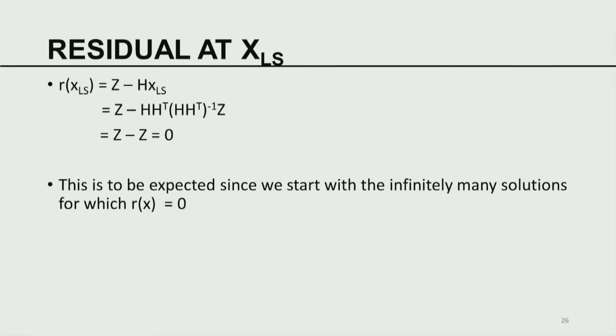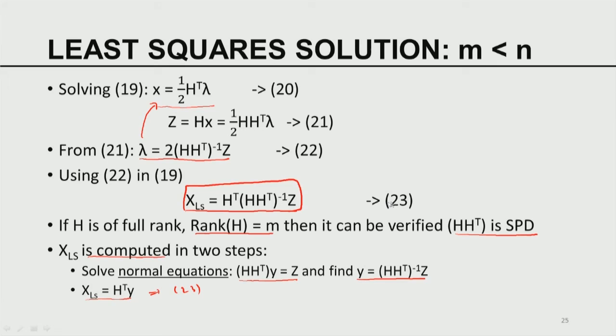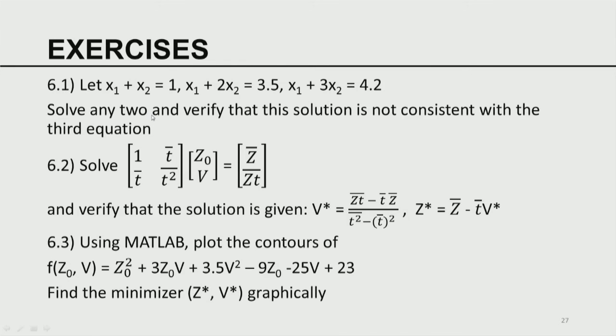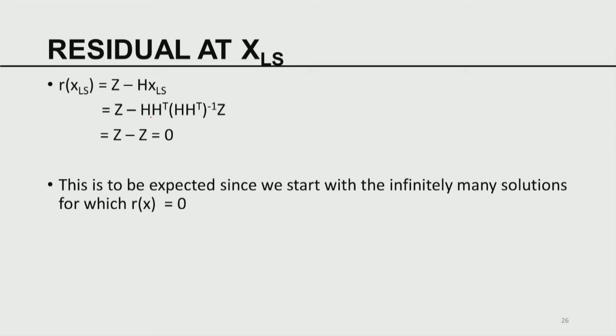In this case, I know the formula for x_LS from equation 23. So the residual at the minimum is z minus H x_LS. x_LS is given by this expression. If you multiply by H, you have H H transpose times (H H transpose) inverse, so one is the inverse of the other and they get cancelled. So z minus z is 0. In this case the residual is 0. So the optimal solution is one where the residual is also 0, which means it satisfies the constraint, as expected. Since we start with the infinitely many solutions for which the residual is 0, the residual at the minimum must also be 0. So that is verified.